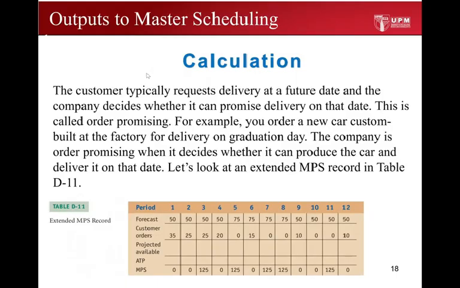Next, let's learn how to calculate this data. One use of the MPS is order promising. When a customer places an order for a product but does not expect immediate delivery, the delivery date is noted. The customer typically requests delivery at a future date, and the company decides whether it can promise delivery on that date. This is called order promising. For example, you order a new car custom built at the factory for delivery on graduation day. The company is order promising when it decides whether it can produce the car and deliver it on that date. So let's look at an extended MPS record in table D11.